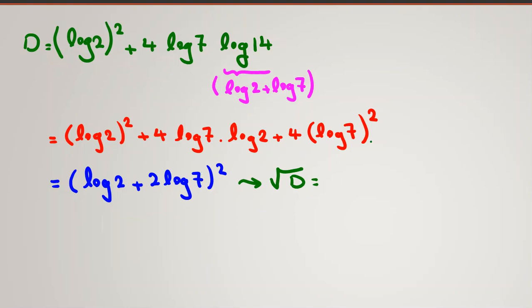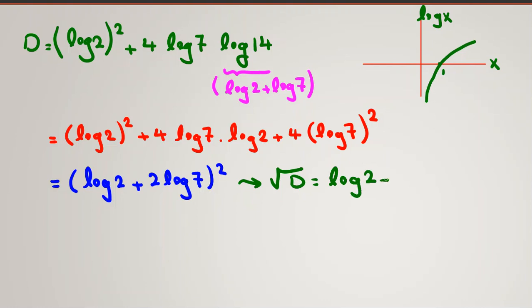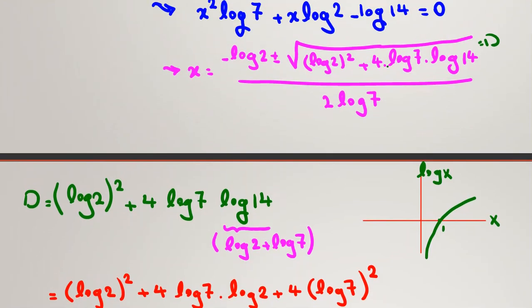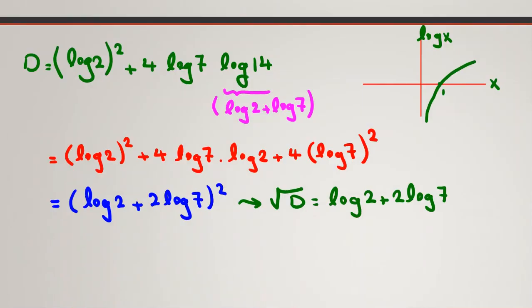So this is an important thing about logarithms. If you consider the diagram of log x, there's 1 here, and it will be something like this. If x is greater than 1, log is positive. So the square root is log 2 plus 2 log 7. If we replace in our formula here, it was what? Negative log 2 plus minus the square root of d.